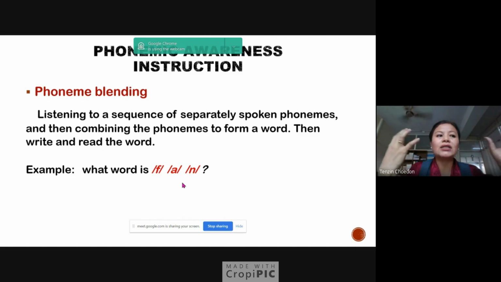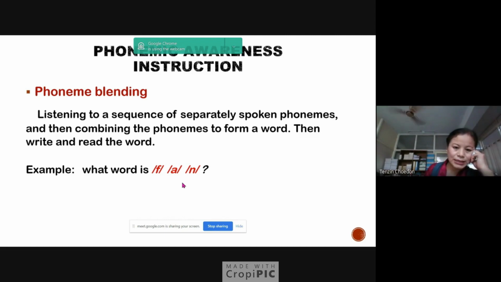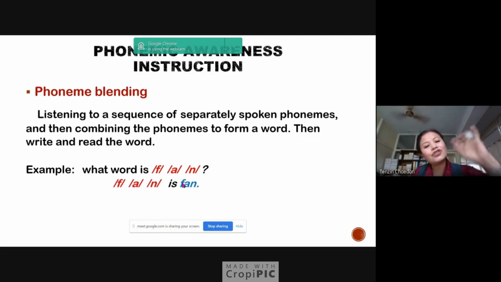For example, right now you can see this, but if this is done orally, this is how you can ask your children: what word is this? You say the sound of each one separately, because there are 3 phonemes here, and make your children blend this to form one word. So what word is this? The children will say it is fan, right?